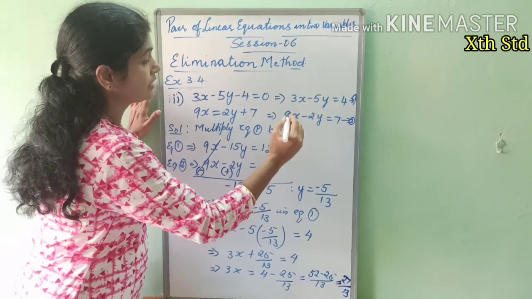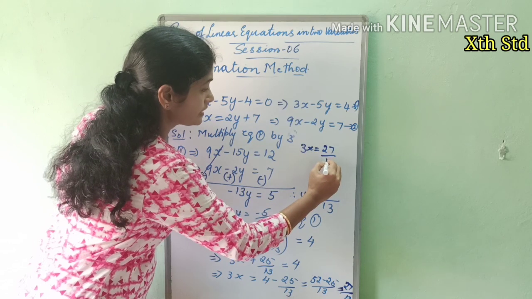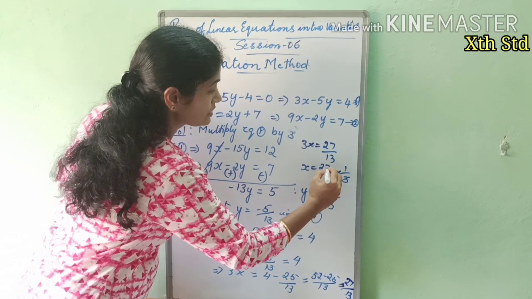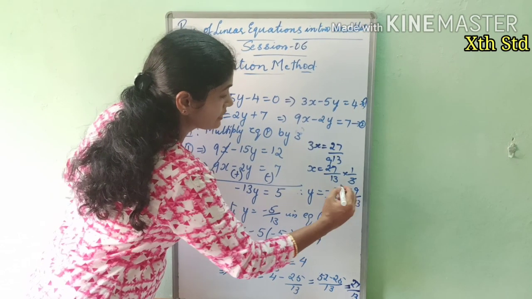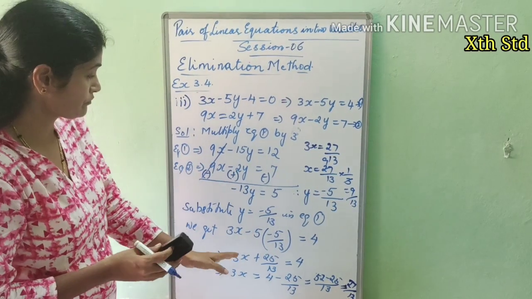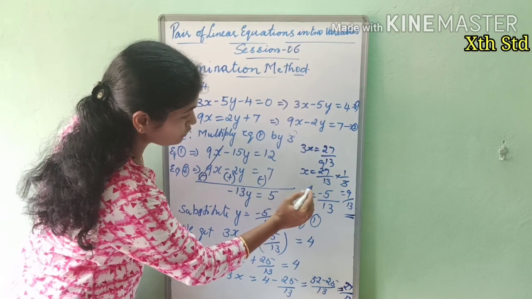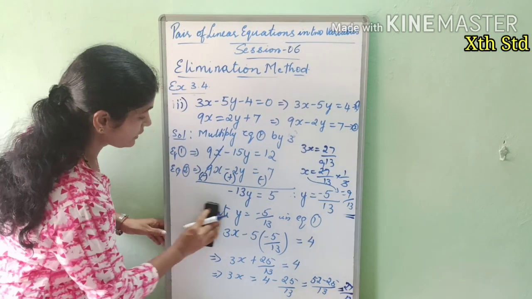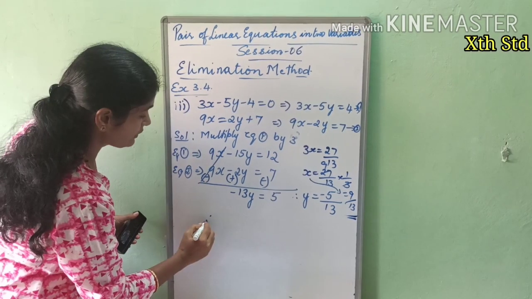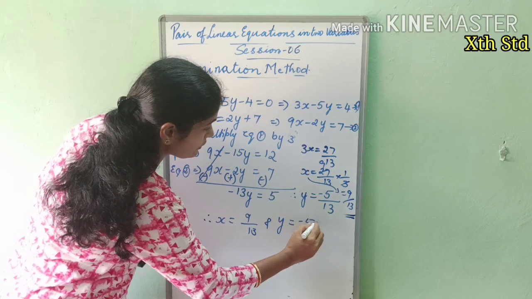Right? So 3x is equal to 27 by 13. So x is equal to 27 by 13 into 1 by 3. So 9, it is 9 by 13. X is 9 by 13. Okay, not y, it is x. This all confusion because of the small board here. Therefore x is 9 by 13 and y is minus 5 by 13.